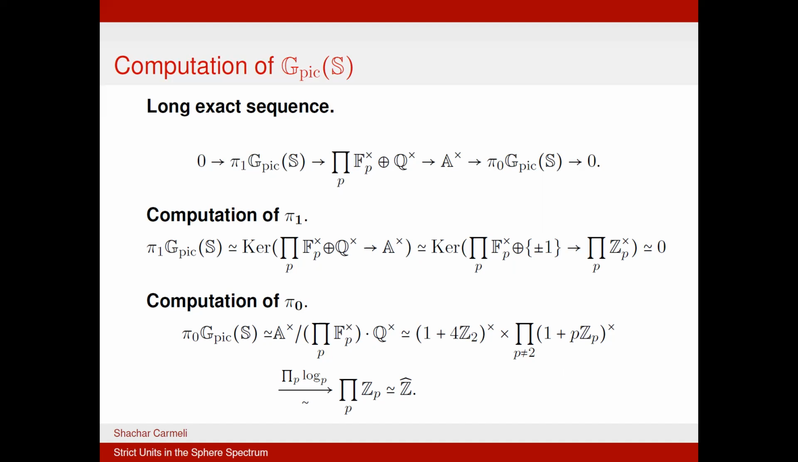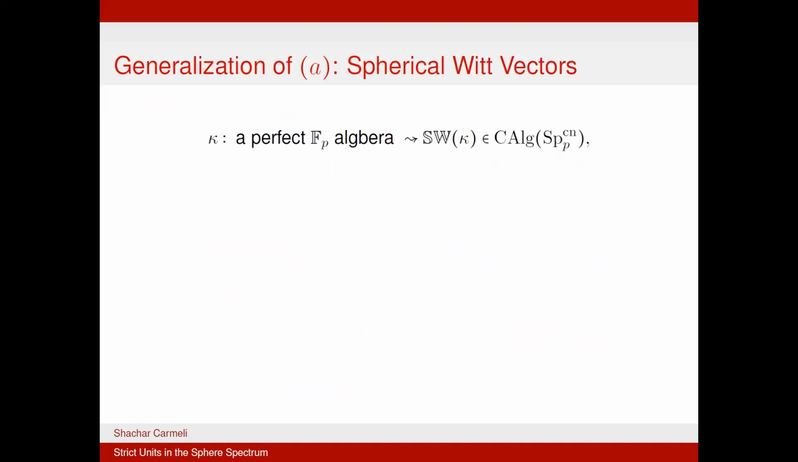So it turns out that the p-complete sphere is somehow a part of a family of interesting E-infinity rings, known as spherical Witt vectors. Let me remind you what they are. If kappa is a perfect F_p-algebra, then there is a spectral analog of the classical Witt vectors, which I denote by SW for spherical Witt. It is a p-complete connective E-infinity ring, which I denote by CAlg of p-complete connective spectra. That just means an E-infinity ring which is connective and p-complete. So no negative homotopy groups, and all homotopy groups are p-complete.